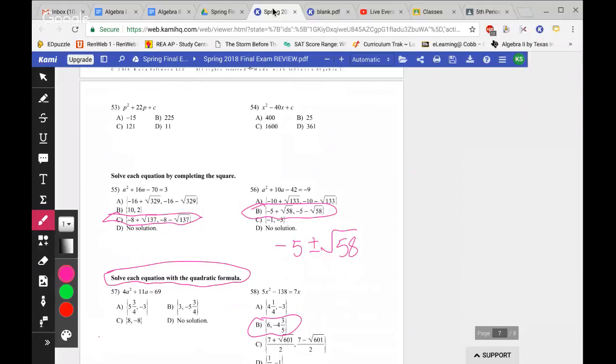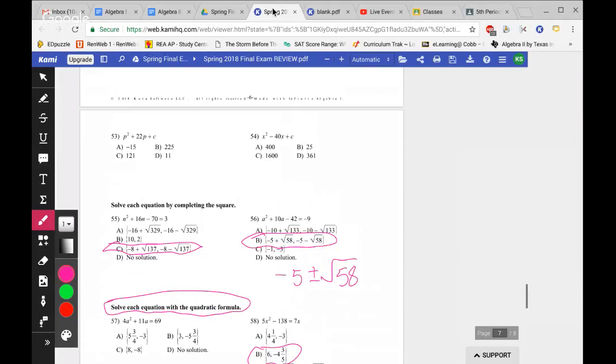All right. How do y'all feel about completing the square? Should I pull up that other review for a couple more of them? I feel pretty good about it. You feel okay? How about you, Riley? I feel pretty good.